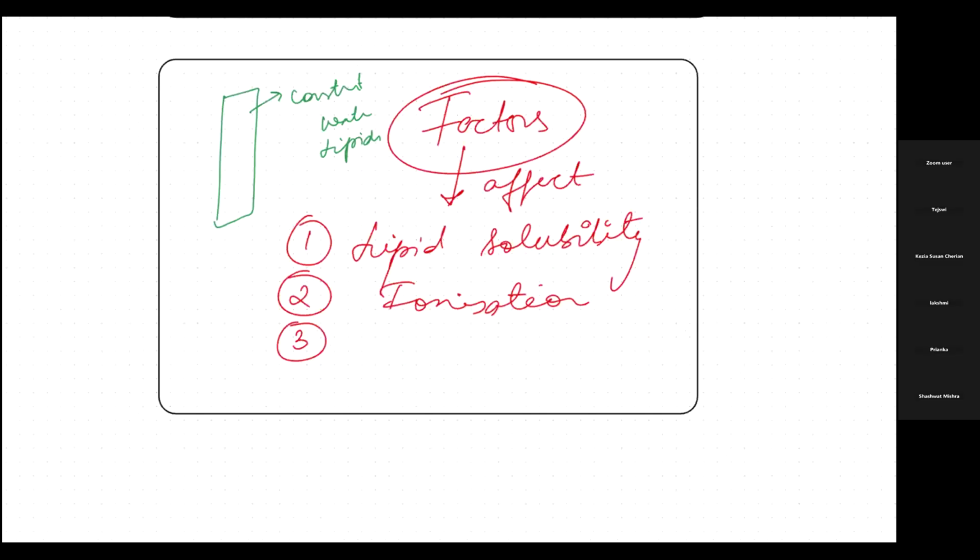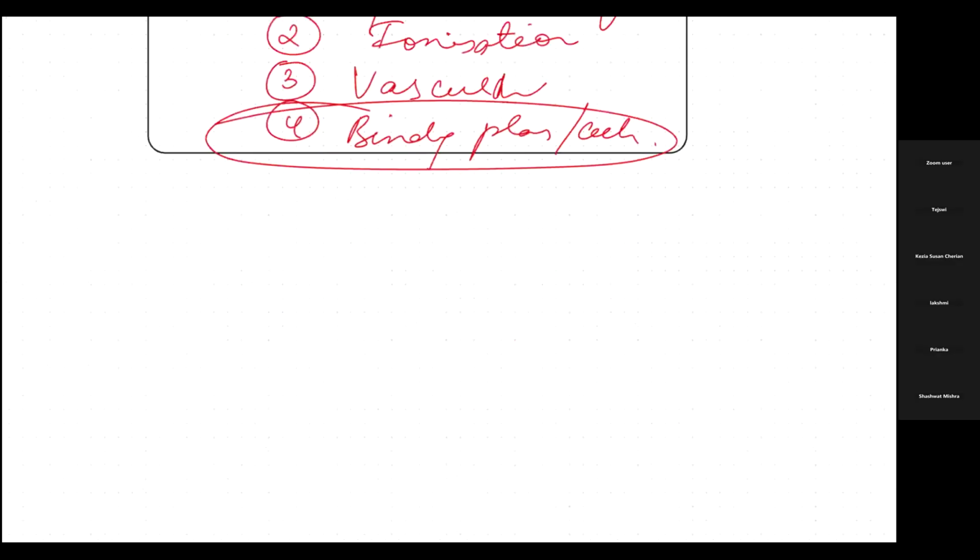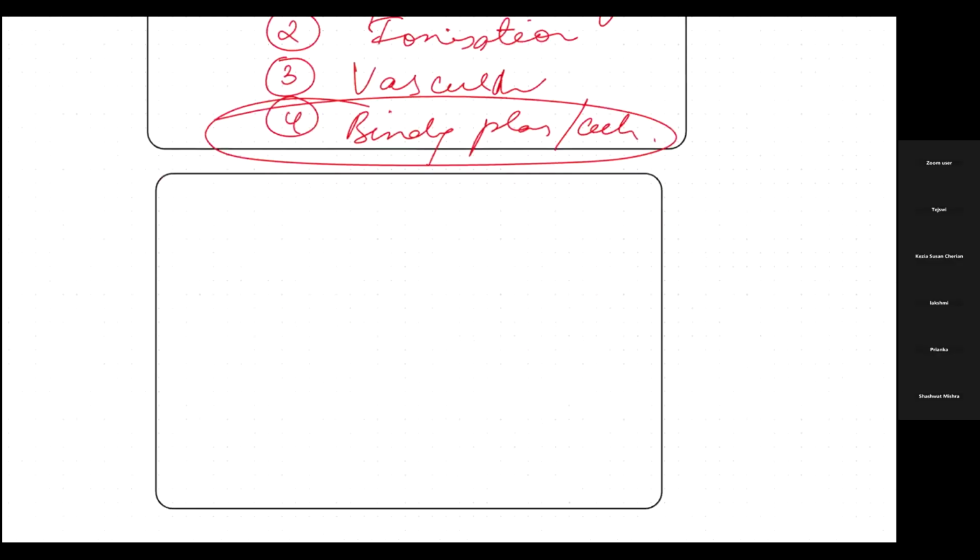If a part or tissue is more vascular, the distribution will be higher, because more blood means more drug. The more blood goes, the more drug goes. Another factor is binding to plasma or cellular protein, meaning how efficiently the drug binds to plasma or cellular protein. This is the part we are going to learn in a bit more detail, and you will definitely enjoy it.